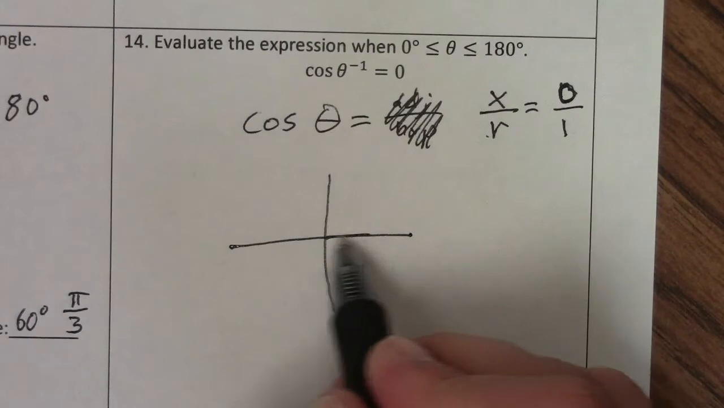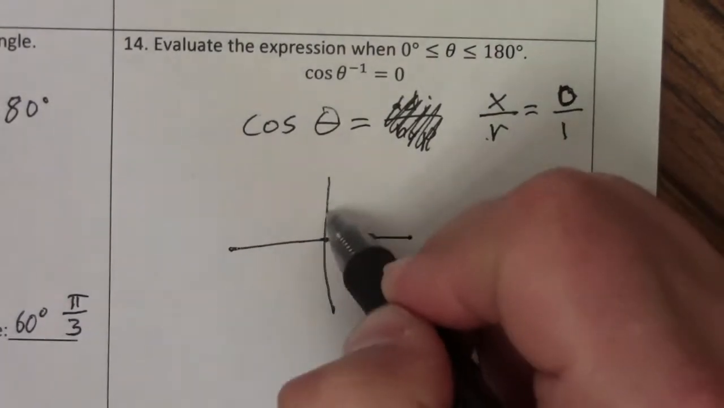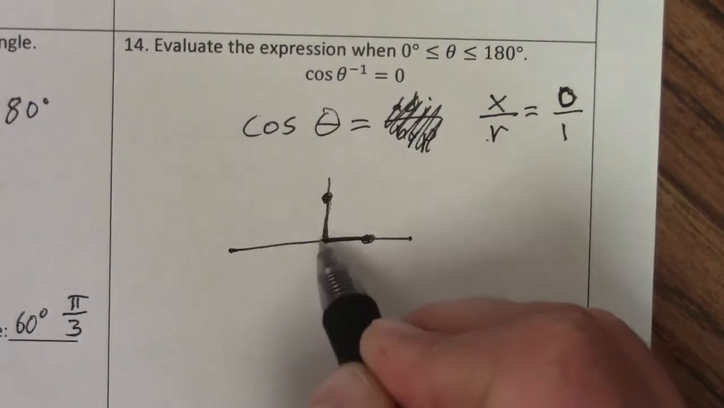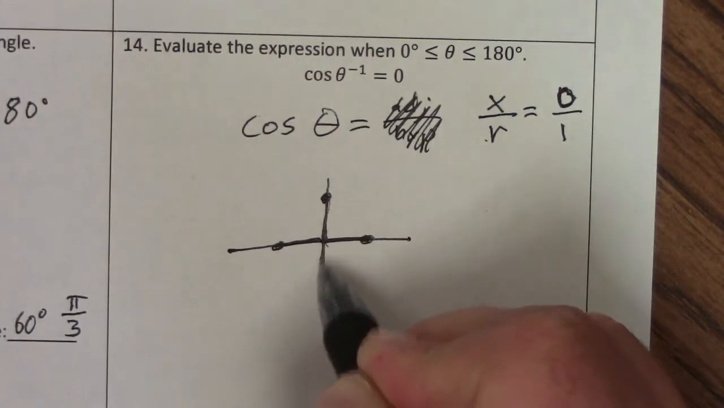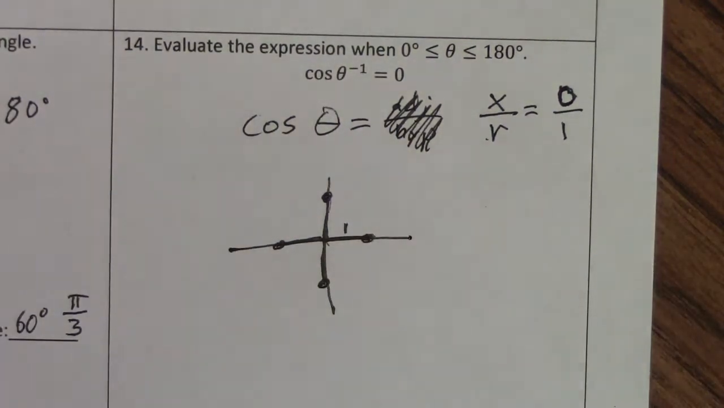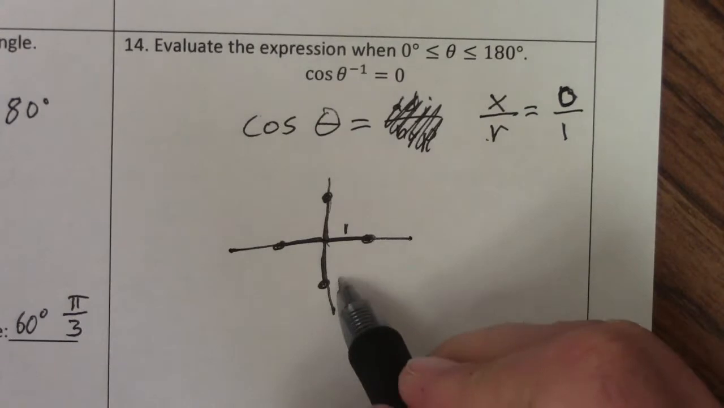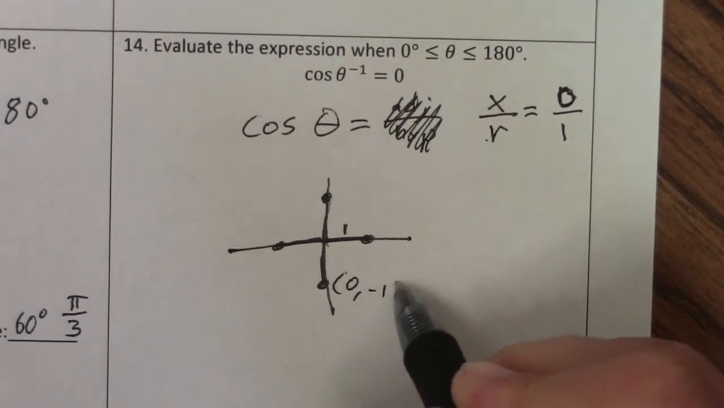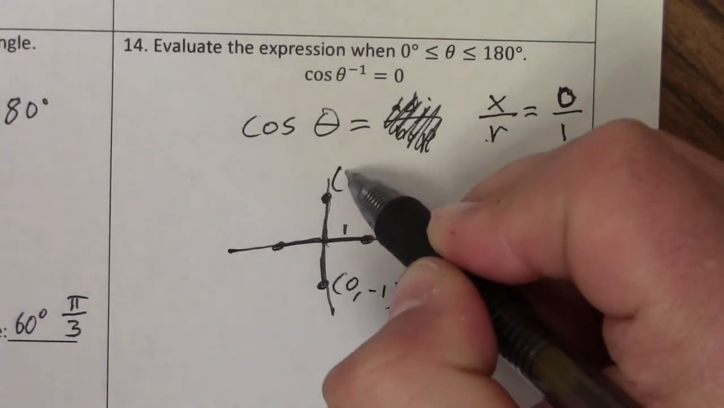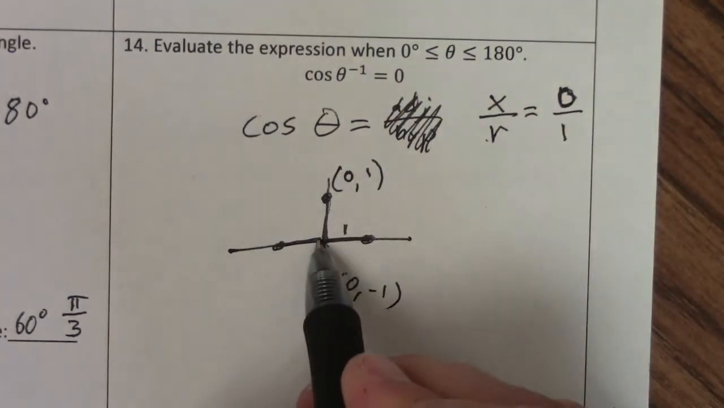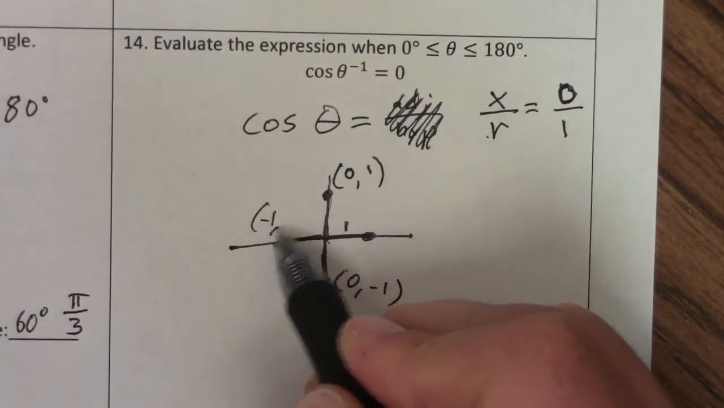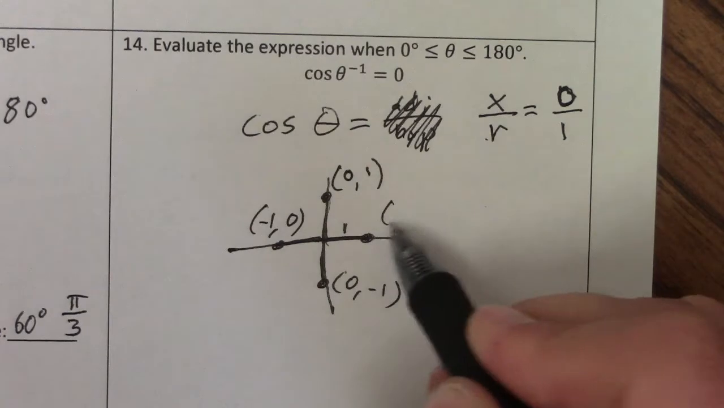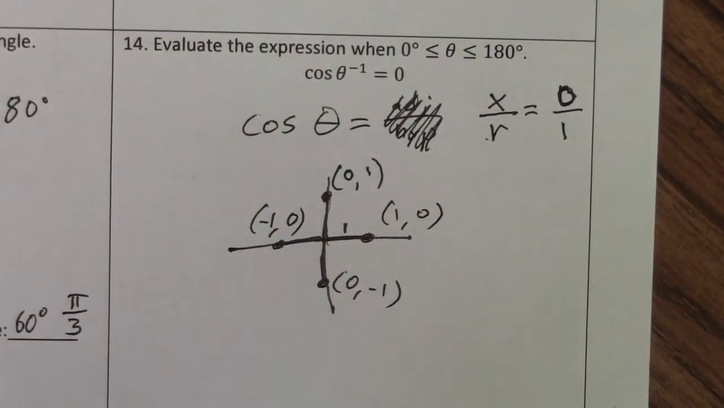So if we look at each of the axes, if the radius is 1, the coordinates of this point down here, for example, would be 0, negative 1. Up here would be 0, positive 1. Over here, 1 unit over would be negative 1, 0, and this would be 1, 0.